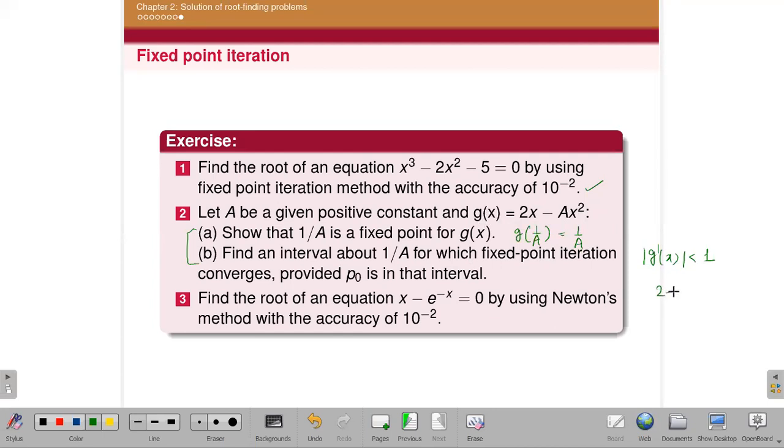Then you take the absolute value of 2 minus 2ax, which should be less than 1. Then from here you can find the interval that x belongs to 1 by 2a and 3 by 2a. So here you can see 1 by a is in this interval. And if you take this interval, then your sequence will converge to the fixed point 1 by a. No need to do this question. This is based on Newton's method. So do these questions only.